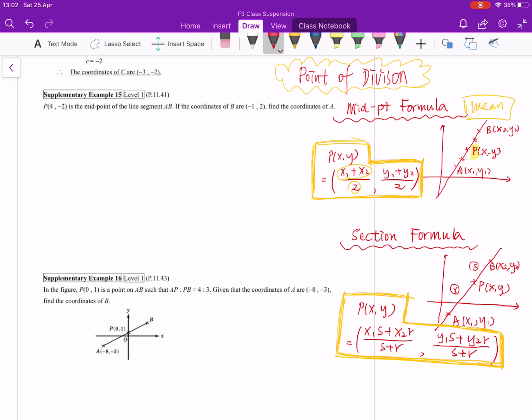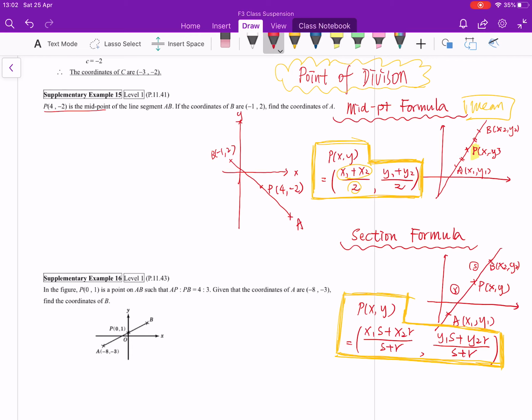So this is an example for the midpoint formula. Example 15. As we don't have figures here, if you can imagine the figure, I suggest you try to draw or sketch the relative position on paper yourself. So this is P and B, negative 1, 2, so somewhere here maybe. Okay, read the questions carefully. P is the midpoint, so it should be B to P and then P to A. So A should be somewhere here. I can imagine the relative position of A to find out the coordinates of A.